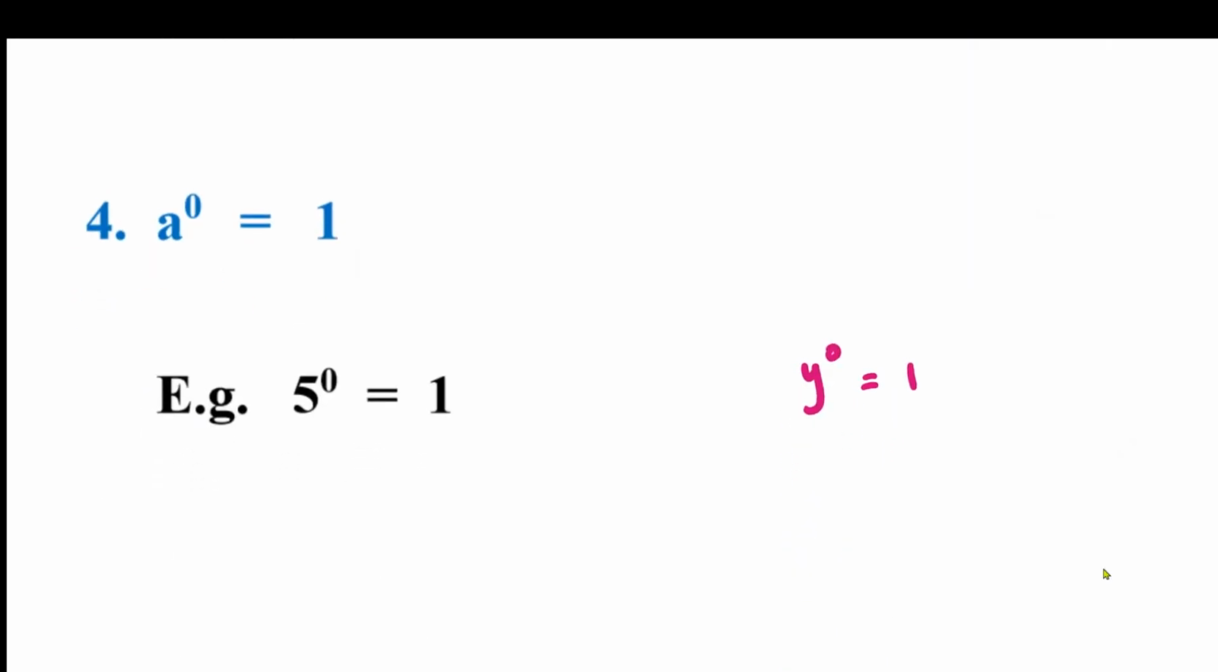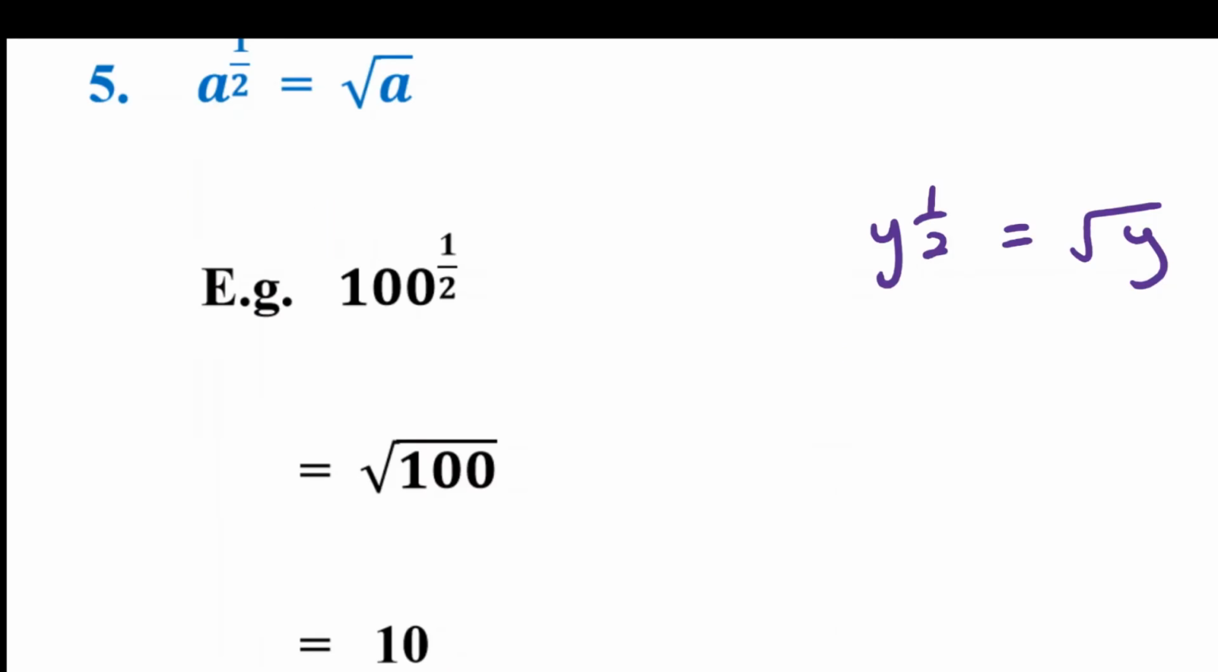Our fourth law: a to the power 0 is equal to 1. This means any expression to the power 0 is equal to 1. For example, 5 to the power 0 is equal to 1. y to the power 0 is equal to 1.